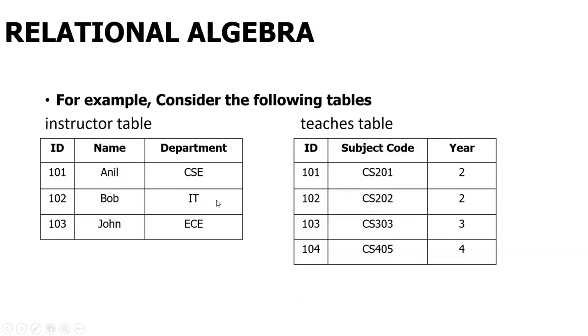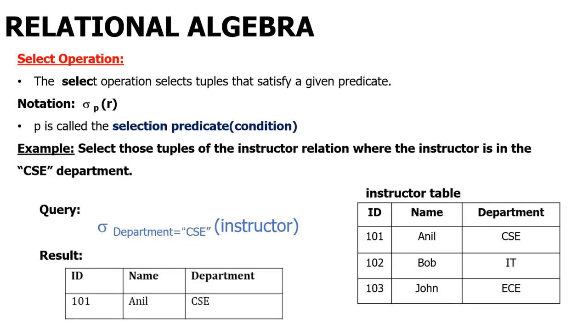We'll start with the select operator. Before going to the select operator, we are going to discuss all the different operators with the example of these two tables. One is the instructor table and the other one is the teachers table. So now we'll get into the operators.